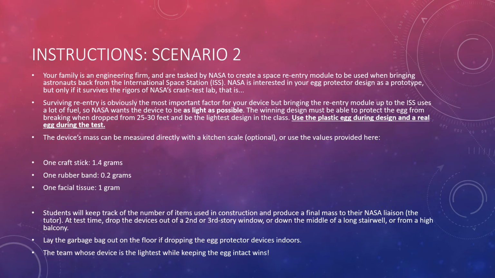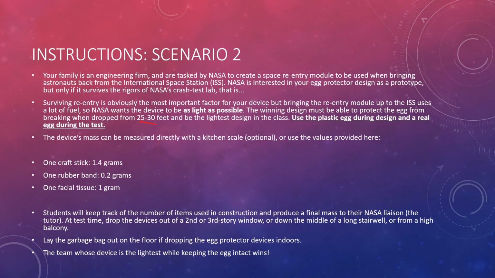Now, for a little bit more of a sophisticated experimental design and setup, one that's going to require a little bit more work, you and your family have been contacted by NASA to recreate a space entry module for bringing astronauts from the International Space Station. And you're going to do an egg protector as a prototype. Some of the important things to note for this design is that your egg should stay intact from 25 to 30 feet.